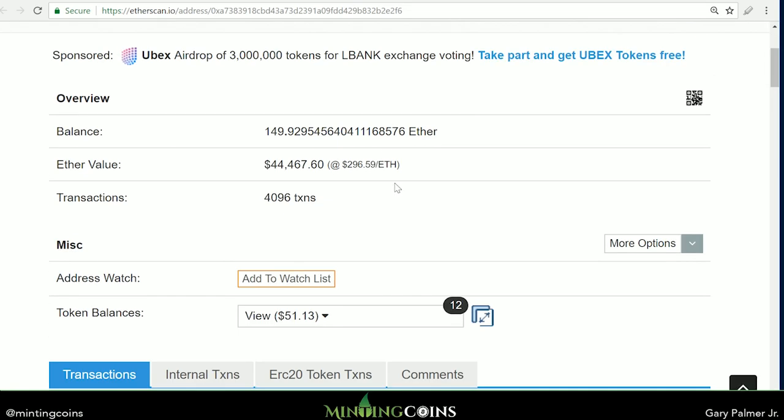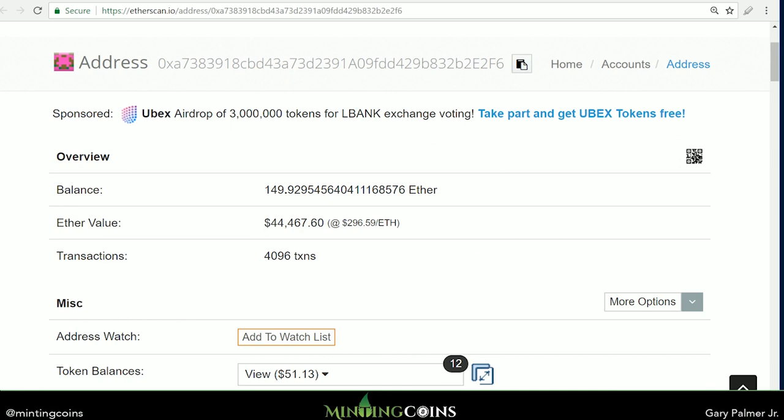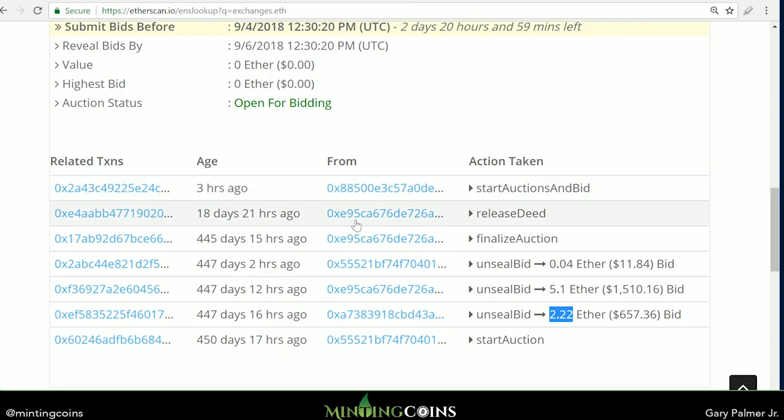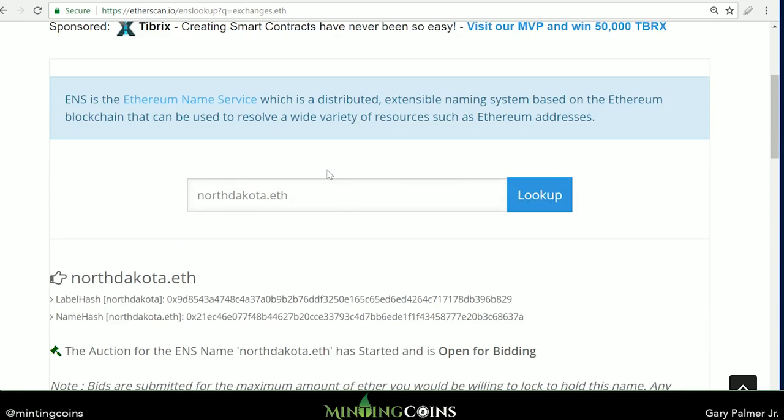Let's go check out their account. They got it sent back to their account, which now has 149 Ether. So this person definitely has some Ethereum in the bank. But they released it back into the world, and now this auction is open for bidding. So this is really interesting. This might be a name that we actually bid on because it's a whole state.